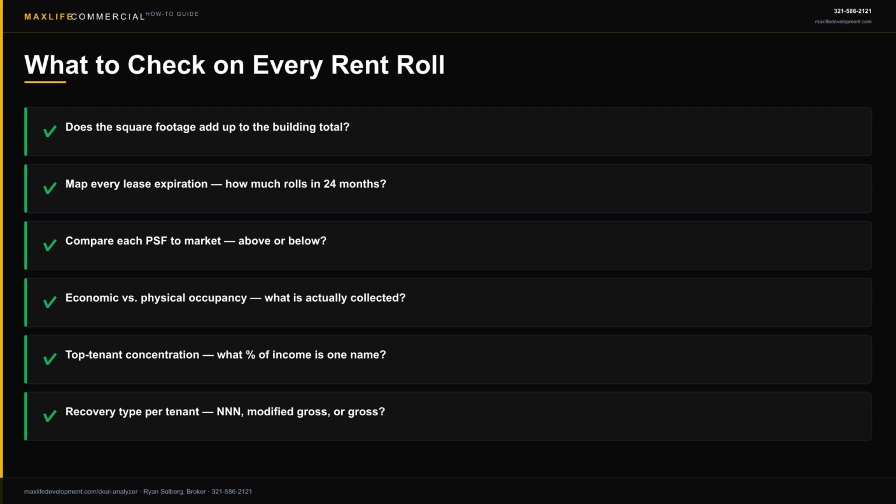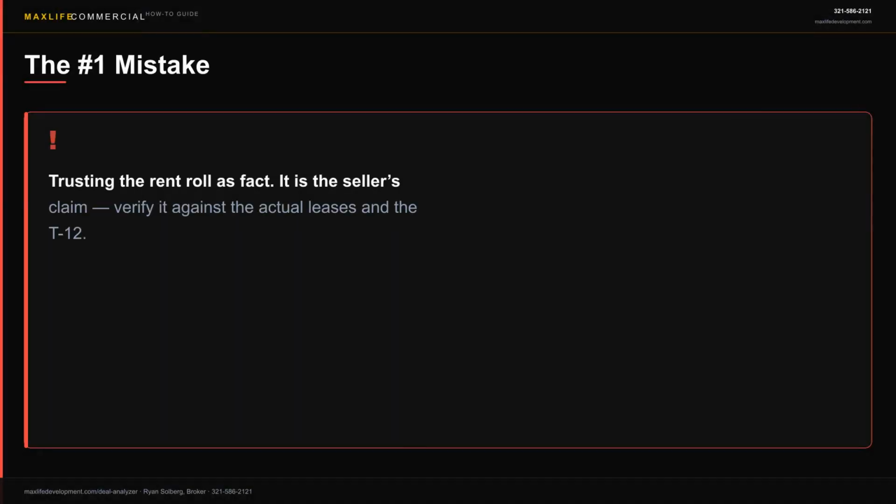So verify everything. Match every row against the actual signed leases. Reconcile the income against the T12, the trailing 12 months of real operating numbers, and get tenant estoppels to confirm the terms. The rent roll points you where to look.